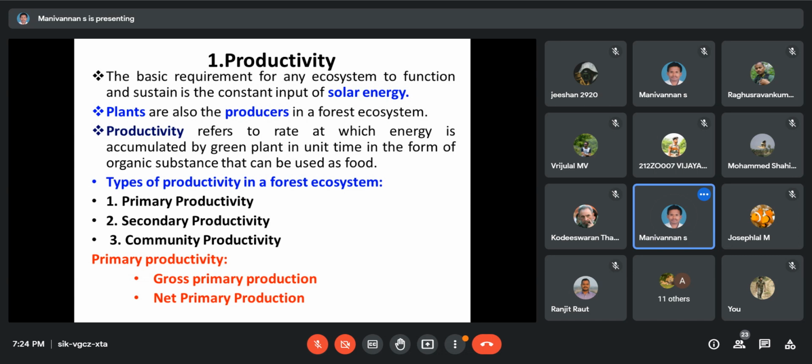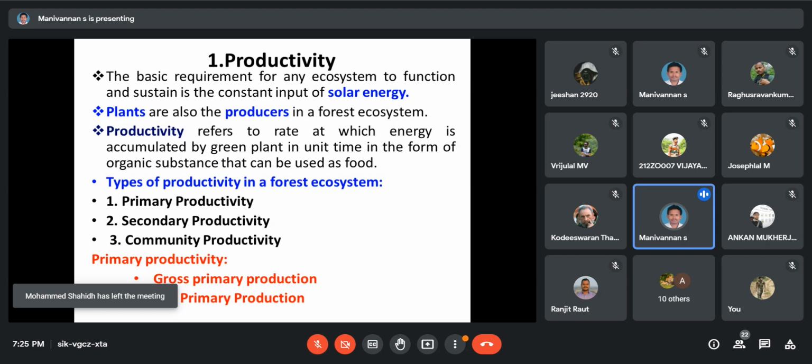Productivity means the production of the plant through the photosynthetic process. The radiation energy or the solar energy is converted into the chemical energy. The chemical substance is called the starch. The starch is utilized for the food. That is called the productivity. The productivity of a forest is of three types: the primary productivity, the secondary productivity, and the community productivity.